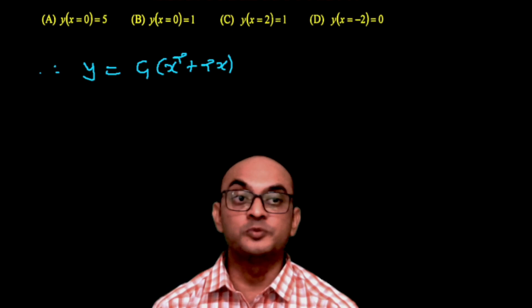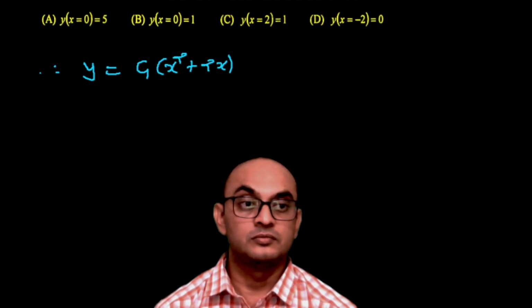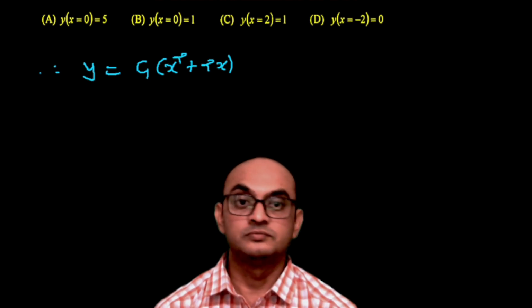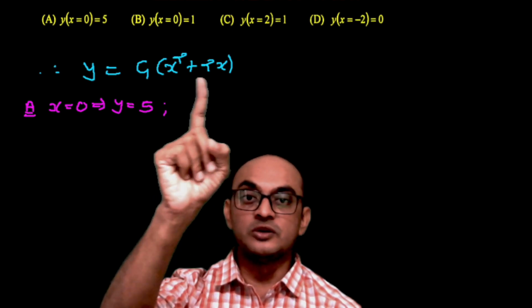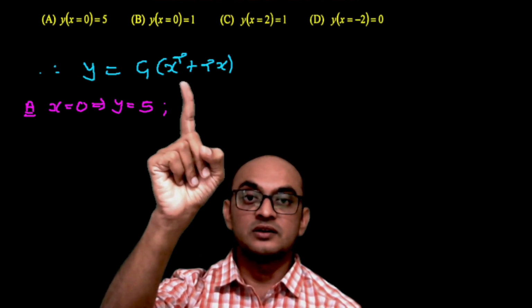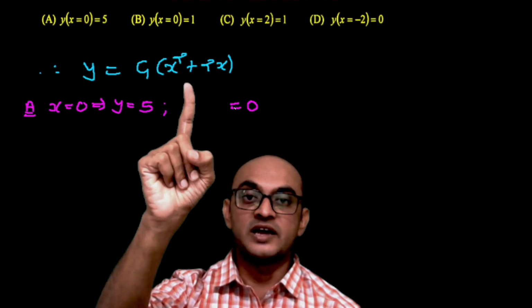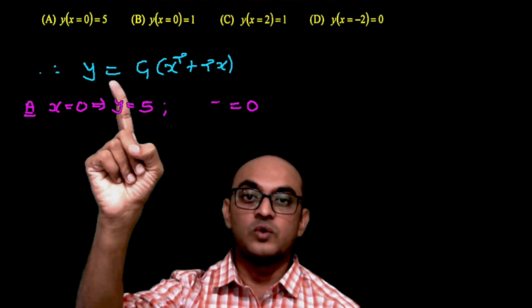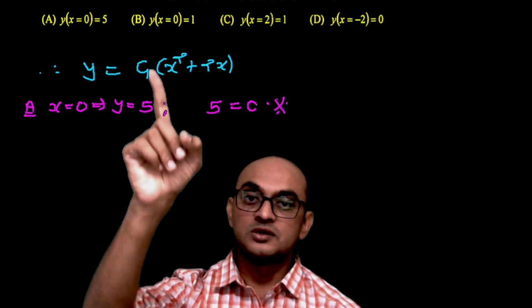So let me start from option A. My option A is when x is equal to 0, the value of y equal to 5. So if I substitute x equal to 0 here, then this is c1 into 0 square plus 2 into 0, which is 0. And the left hand side, when x is equal to 0, what is y? Y is 5. So 5 equal to 0. This is not possible. That means option A is not our solution.